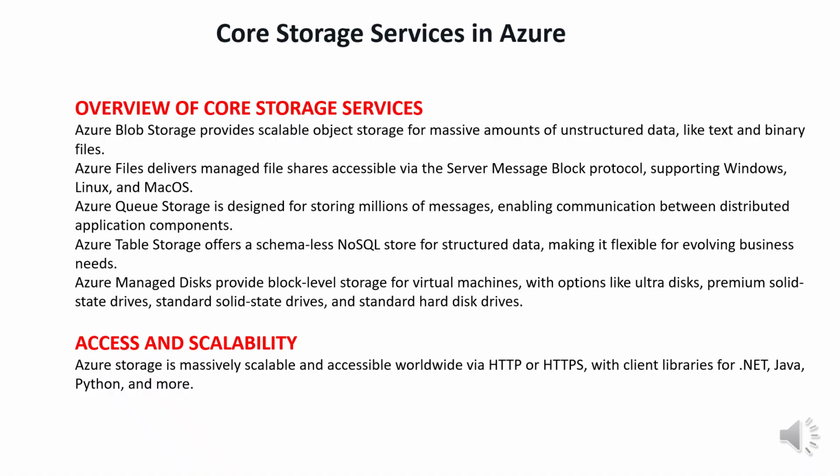Overview of core storage services. Azure Blob Storage provides scalable object storage for massive amounts of unstructured data like text and binary files. Azure Files delivers managed file shares accessible via the Server Message Block Protocol, supporting Windows, Linux, and macOS. Azure Queue Storage is designed for storing millions of messages, enabling communication between distributed application components. Azure Table Storage offers a schemaless NoSQL store for structured data, making it flexible for evolving business needs.